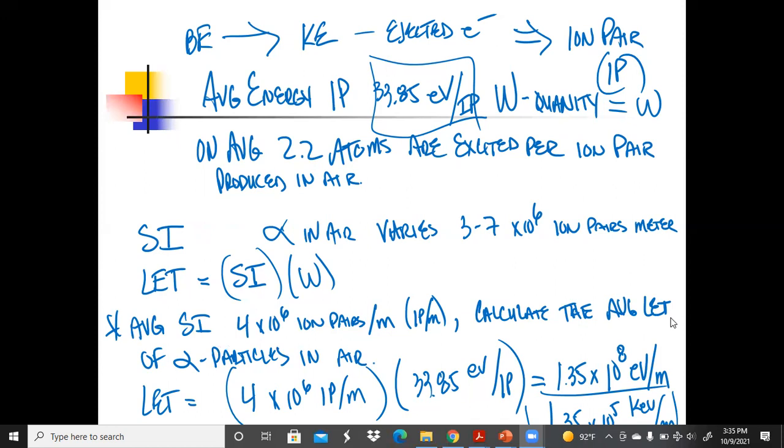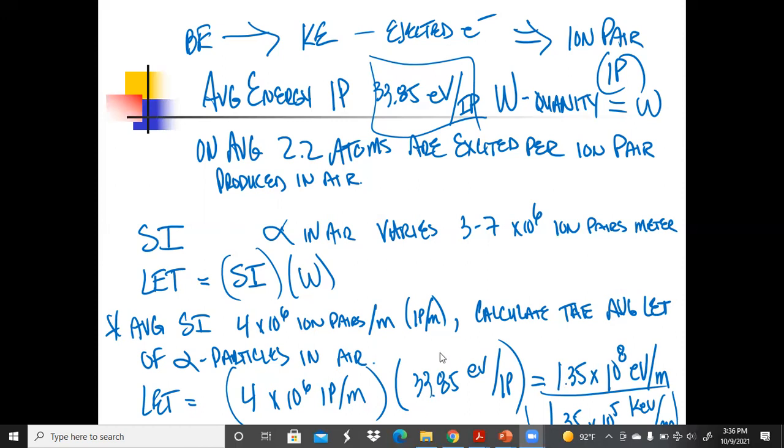And we're going to calculate the average linear energy transfer of alpha particles in air. So if we take the specific ionization right here, and we're going to say that for alpha particles in air, it is 4 times 10 to the 6th ion pairs per meter. We're going to go ahead and substitute that in. We know here that the average energy is going to end up being 33.85 eV per ion pair produced.